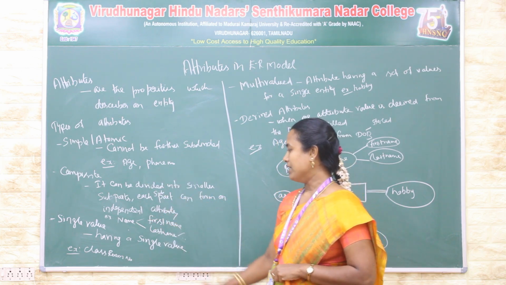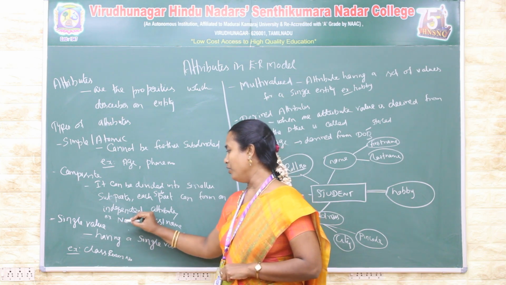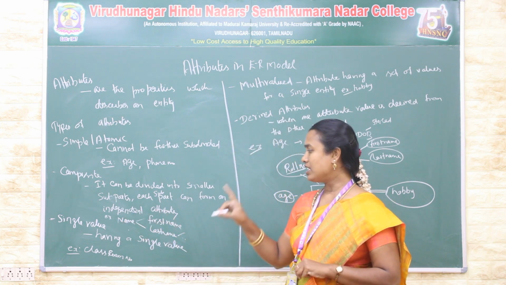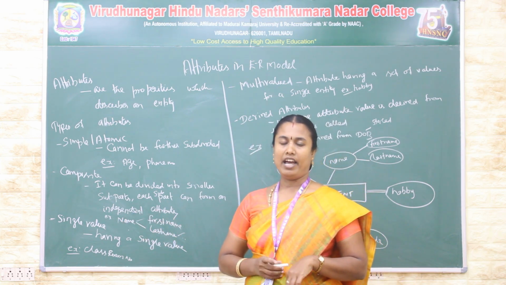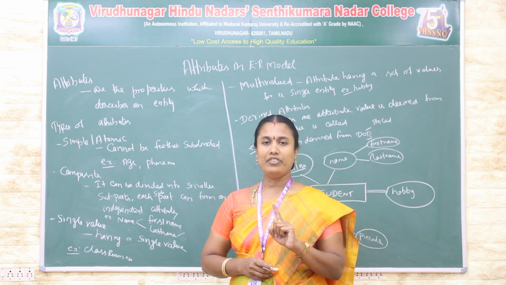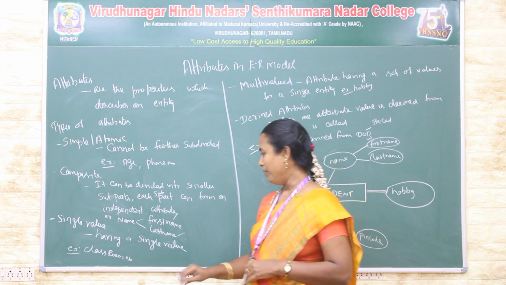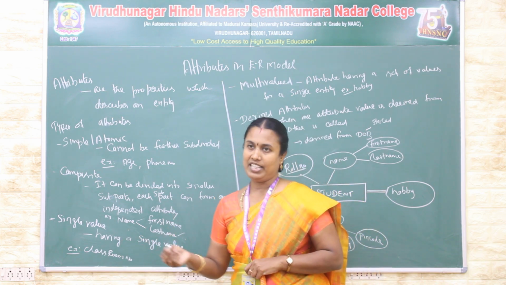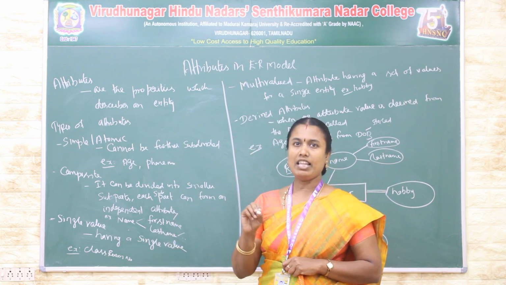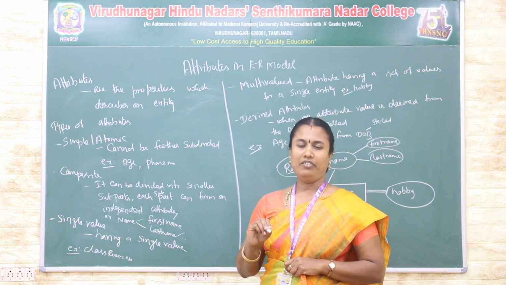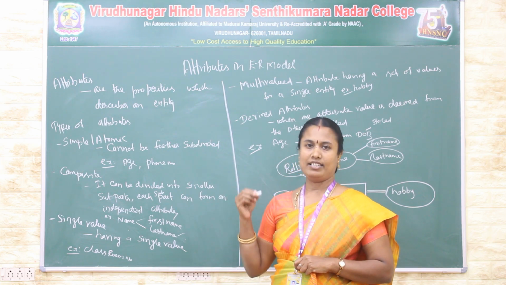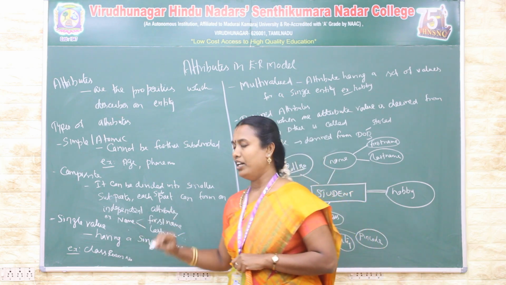Then the third type, single valued attribute. What is a single valued attribute? An attribute having a single value. If the attribute can have only one value, that kind of attribute is called a single valued attribute. Example, classroom number. The classroom number can be 10 or 12, only one value. That is an example of a single valued attribute.